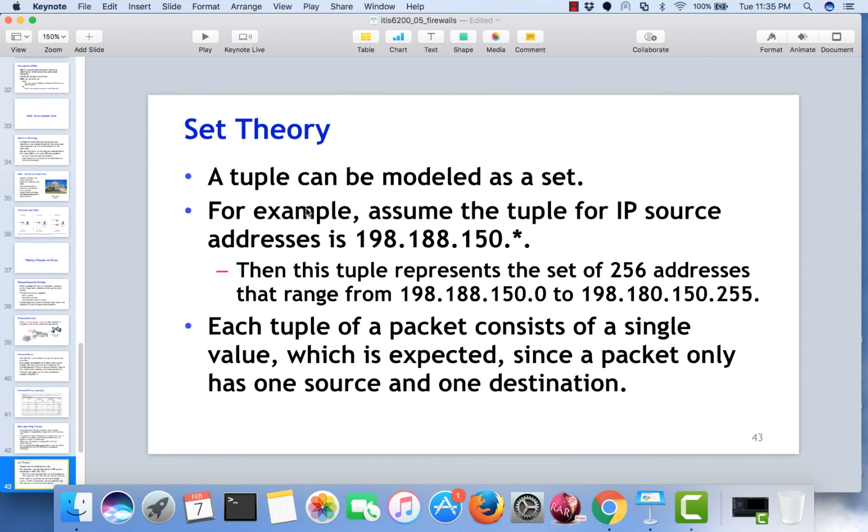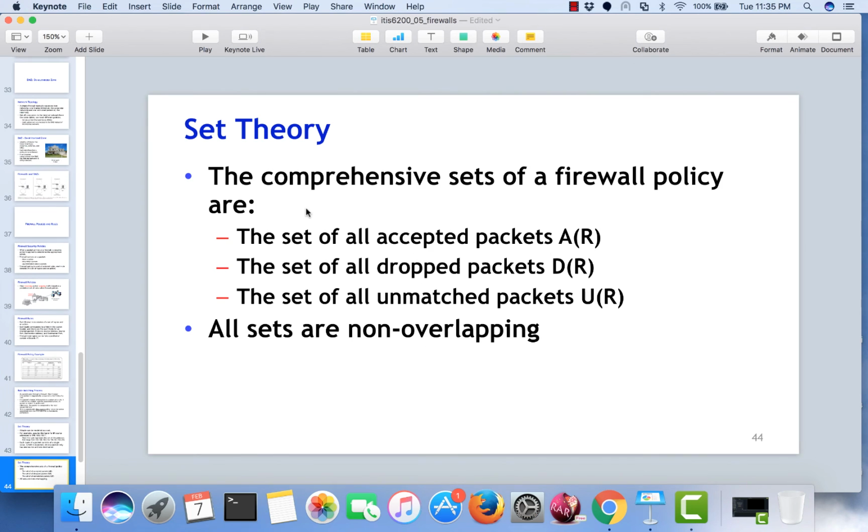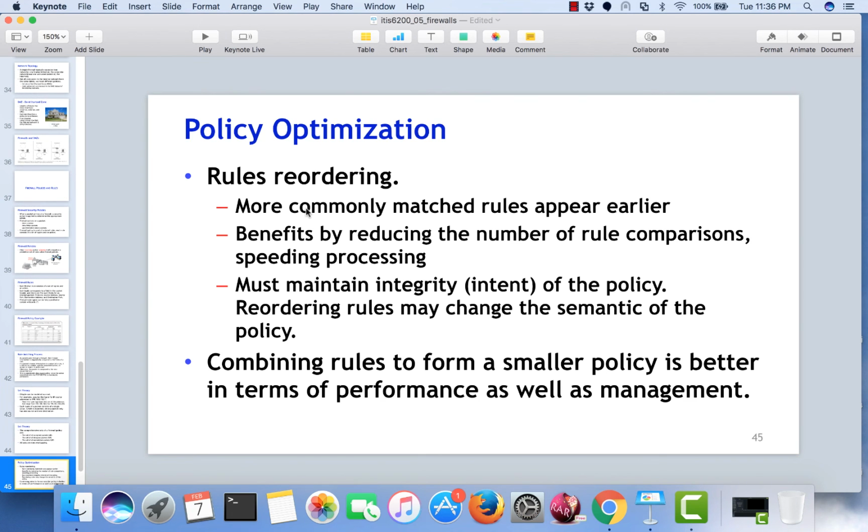Alright, so this is starting to talk a little bit about tuples, which we've already talked about. So set theory: accepted packets, dropped packets, unmatched packets. Sometimes these are overlapping, or non-overlapping, excuse me.